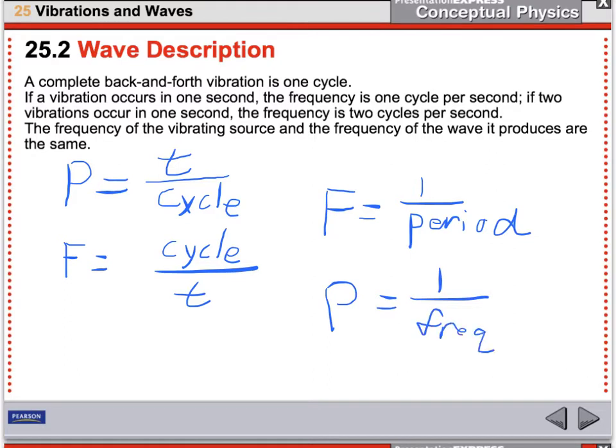What that means is that period is how long it takes to do a cycle. Frequency is how many cycles it can do in a second. So this is something that might require a little more time, looking at your notes, looking at the book, playing around with it, trying to do some questions. But frequency and period are inverses of each other, reciprocals of each other.